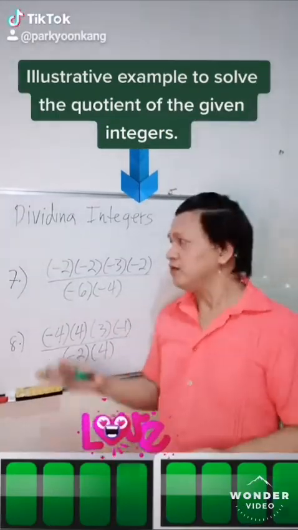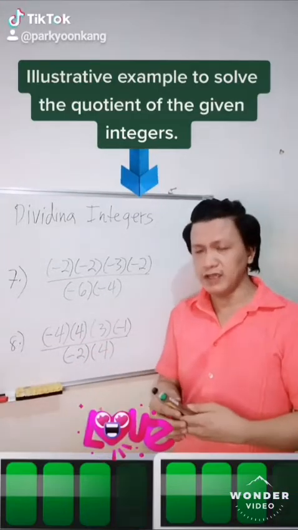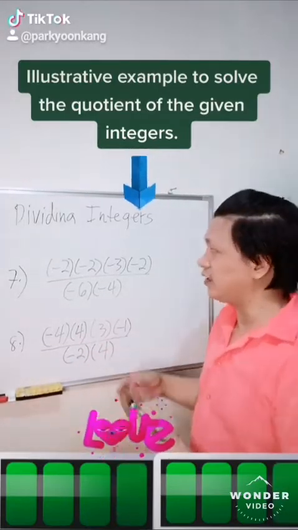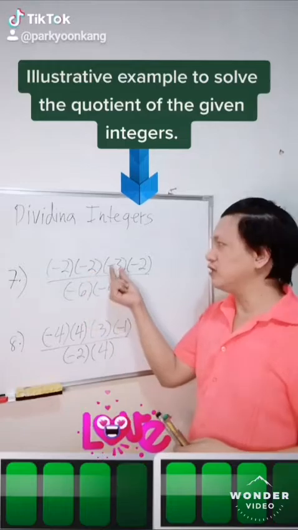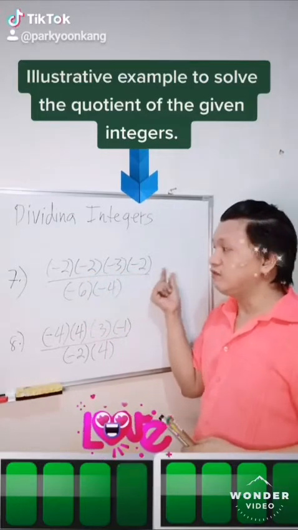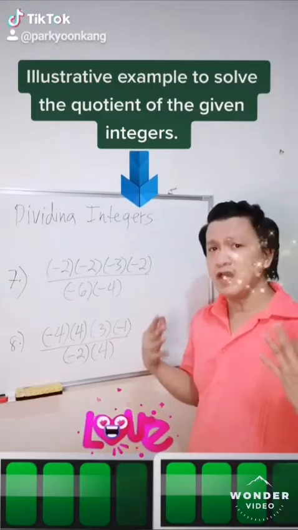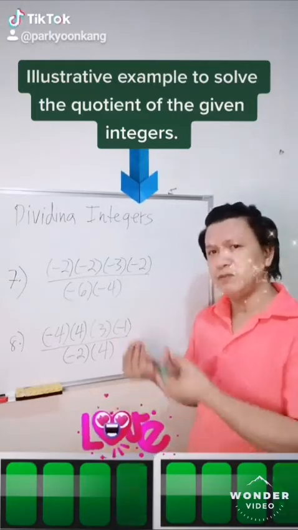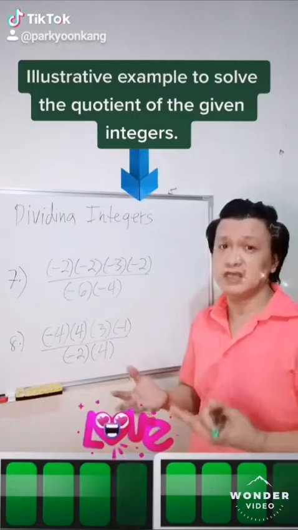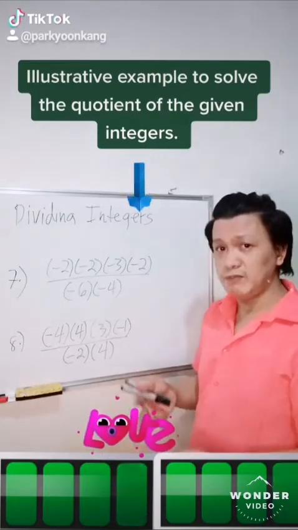How about the example for number 7 and number 8? How are we going to simplify this? We have negative 2 times negative 2 times negative 3 times negative 2, all over negative 6 times negative 4. So meaning we're going to apply the rules in multiplying and at the same time the division because they have the same rule. So how are we going to simplify this?